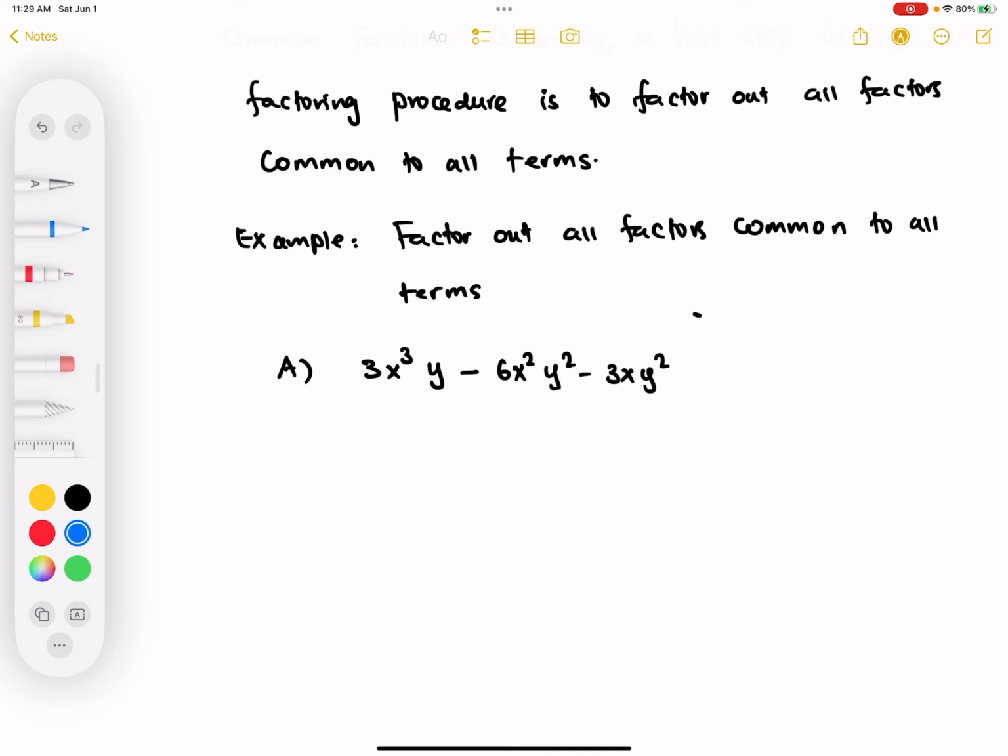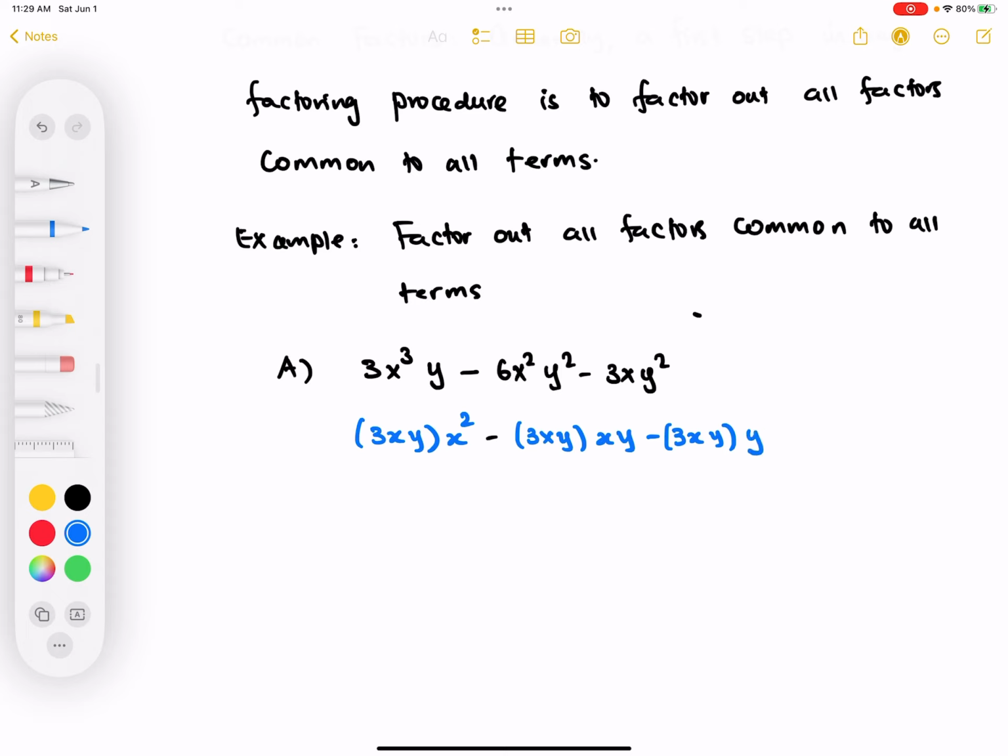Now, when you look at this one, there is 3x cubed y, the second one is 6x squared y squared, the third one is 3xy squared. Now I can see that the common factor 3xy is common, then the remaining here is x squared. And the second one is xy, then the remaining is xy. And the last one is 3xy common and y squared, y only.